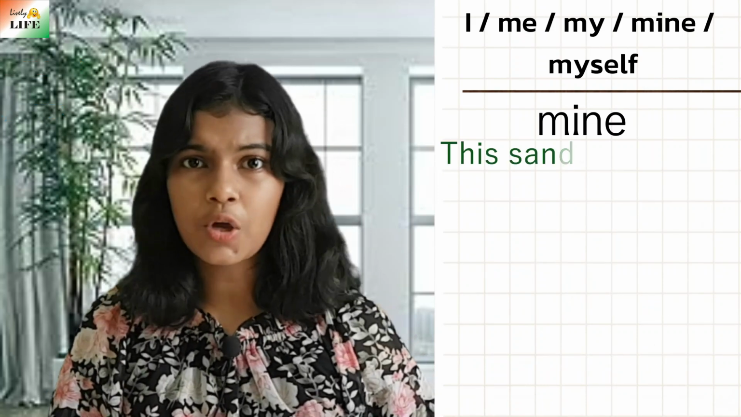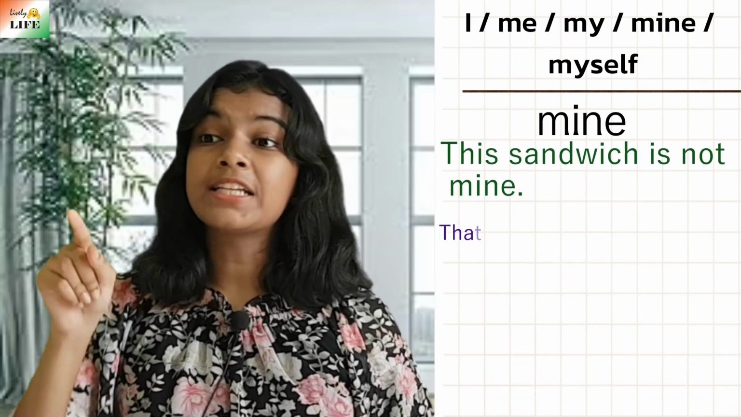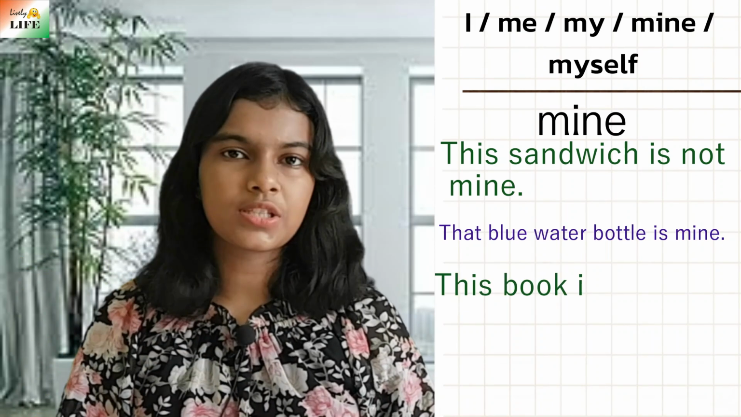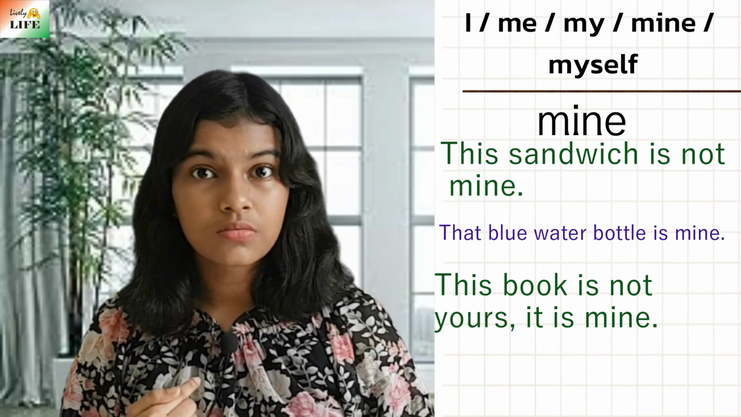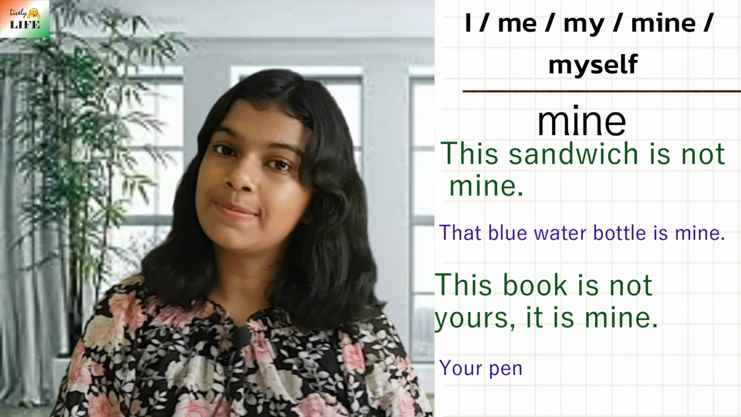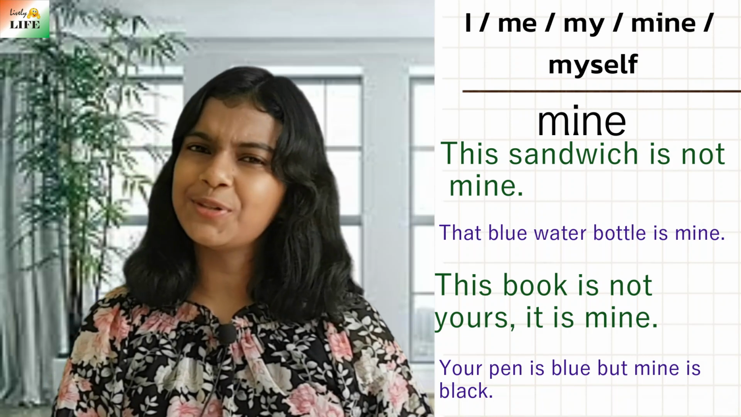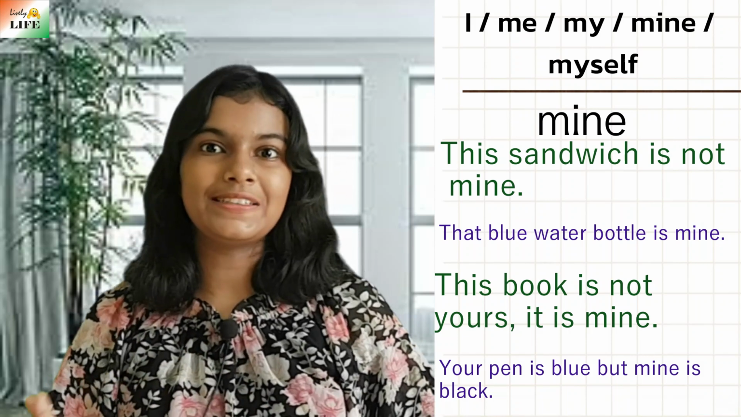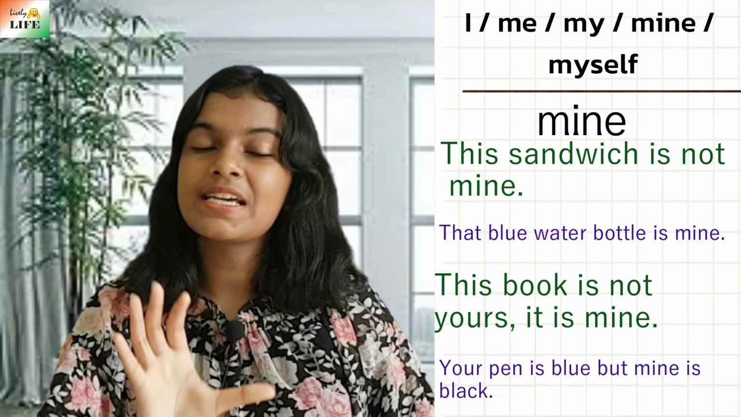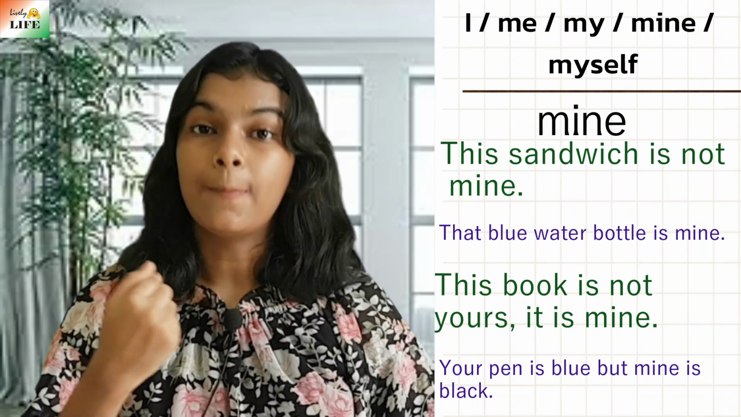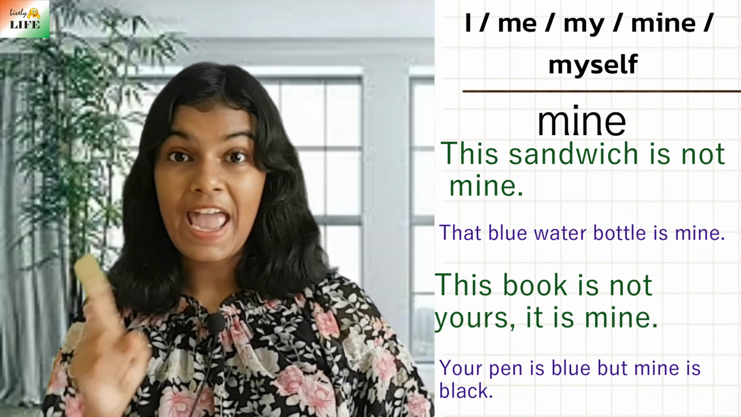Okay. This sandwich is not mine. That blue water bottle is mine. This book is not yours, it is mine. Your pen is blue, but mine is black. Well, here you might think, in the last example, where is the noun? Well, basically this sentence is, your pen is blue, but my pen is black.